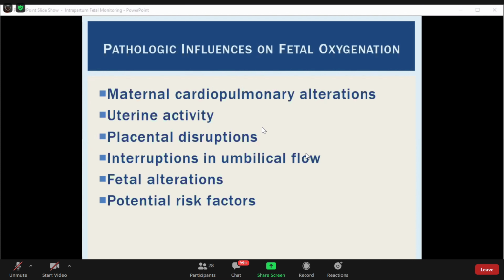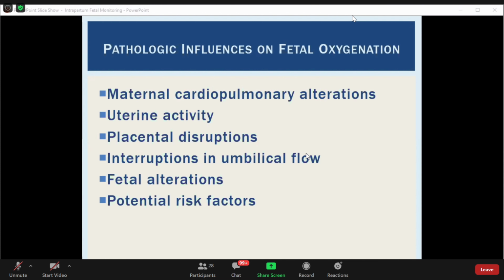Now, maternal cardiopulmonary pathological influences, things that can impact fetal oxygenation. Maternal cardiopulmonary alterations: if the blood flow is altered within the mother, if she has a cardiopulmonary condition such as hypertension, hypertension reduces placental perfusion. So that will impact fetal oxygenation. Maternal hypertension can cause vasoconstriction of the placenta, which will lead to a reduced rate of fetal oxygenation.